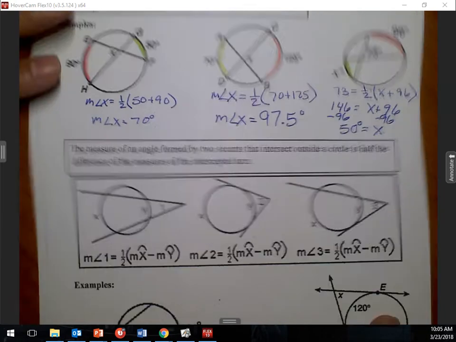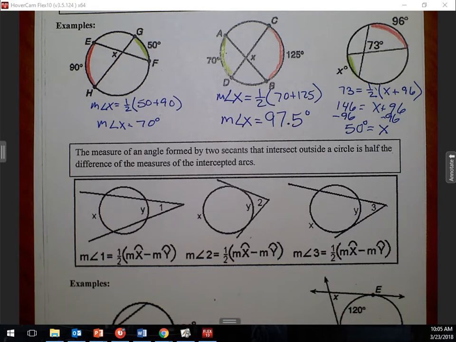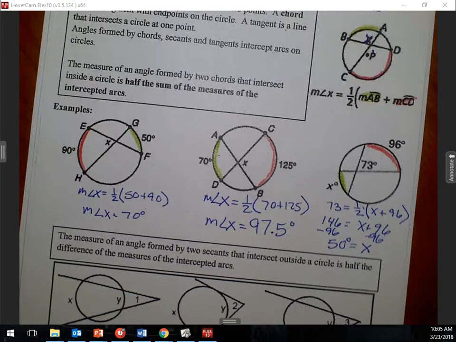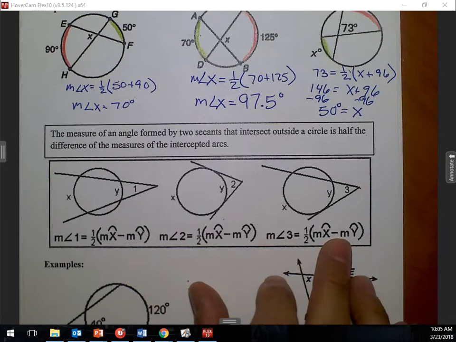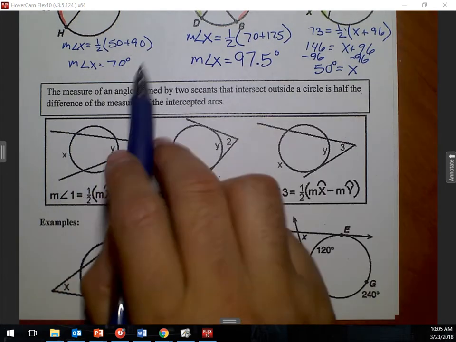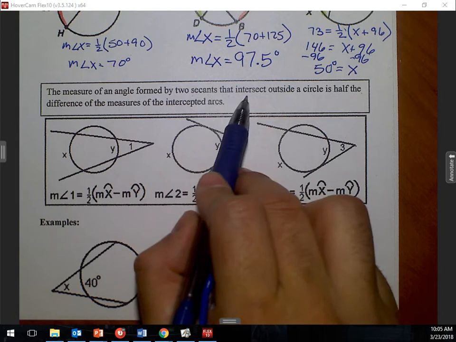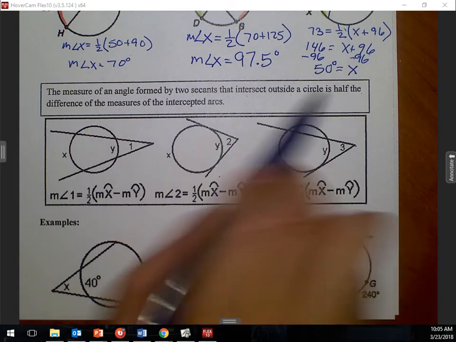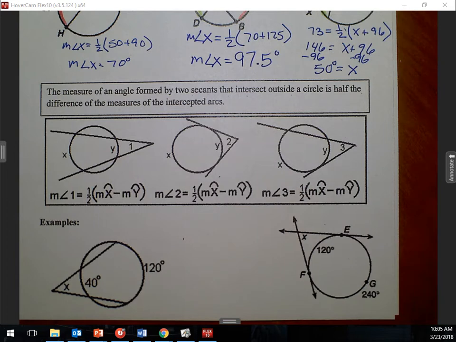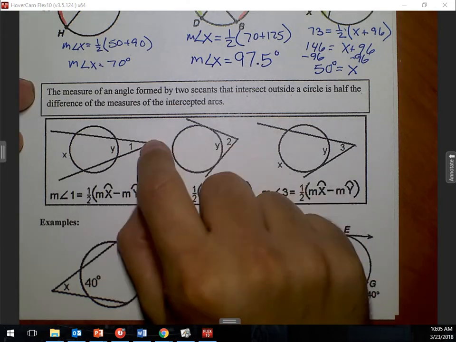Okay, good. All right, so now the next thing is we're going to start talking about some that are on the outside. These ones right here are on the inside. Now we're going to talk about angles that are on the outside. It says the measure of the angle formed by two secants that intersect outside a circle is half the difference of the measure of the intercepted arcs. Now, a lot of big words. I'm going to break it down into smaller words.